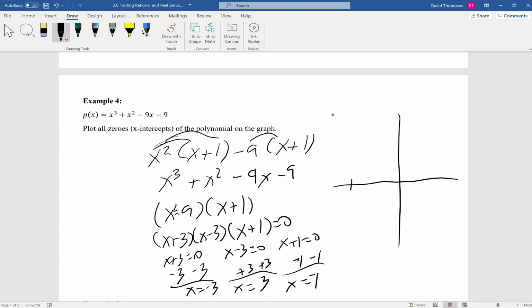So our graph should look something like this. We have negative 3, negative 1, and positive 3. So our graph should do something like this. And we can confirm that with technology. So that's going to pass through negative 3, negative 1, and 3. So if we wanted to, we can confirm that with technology.